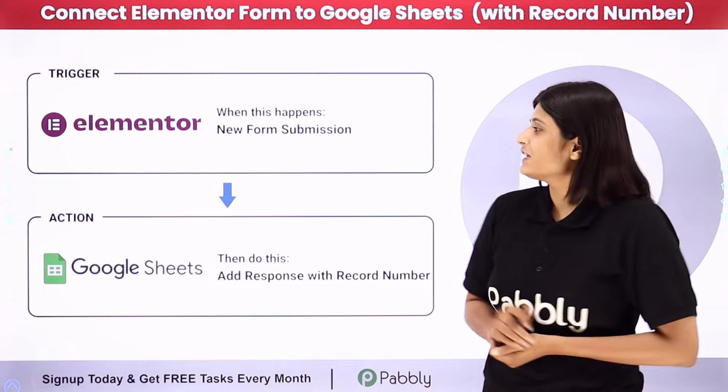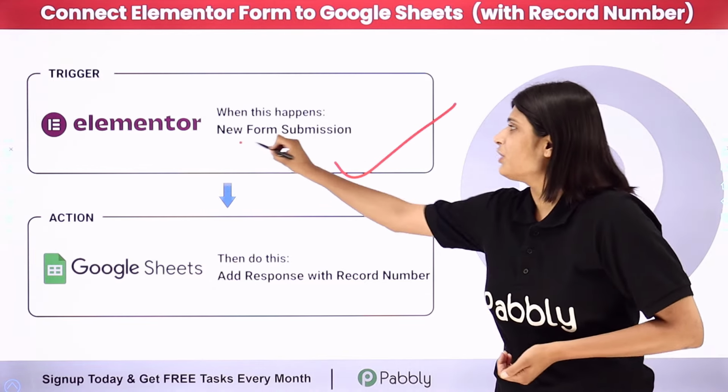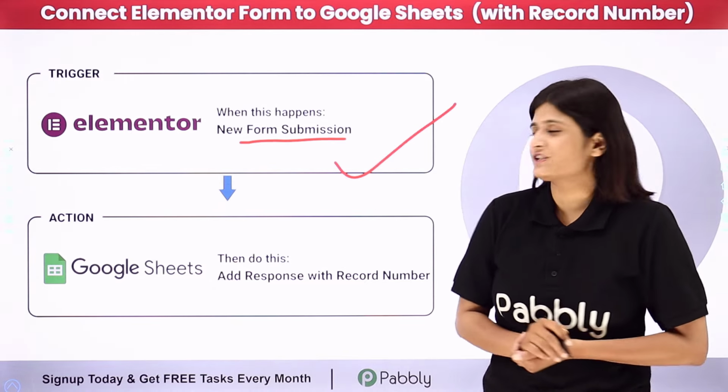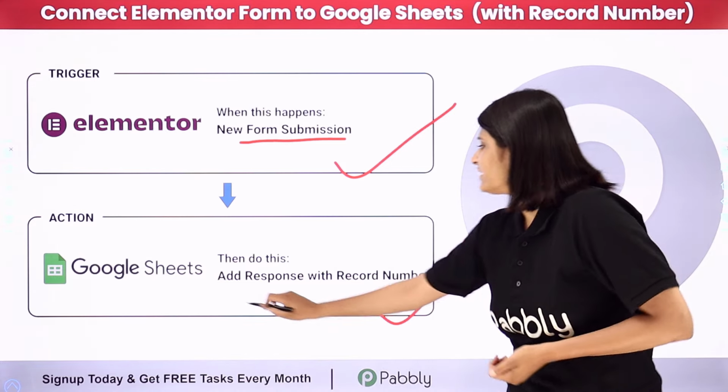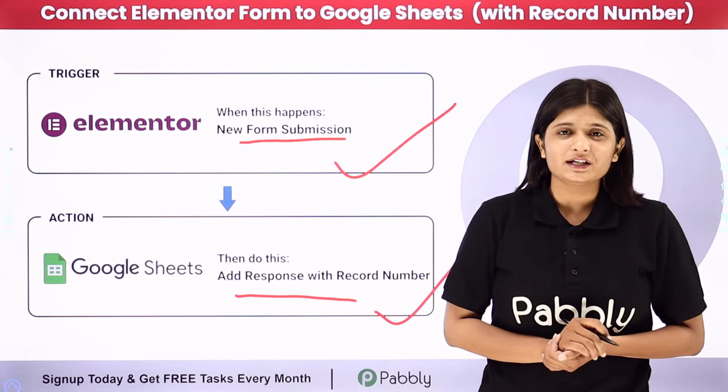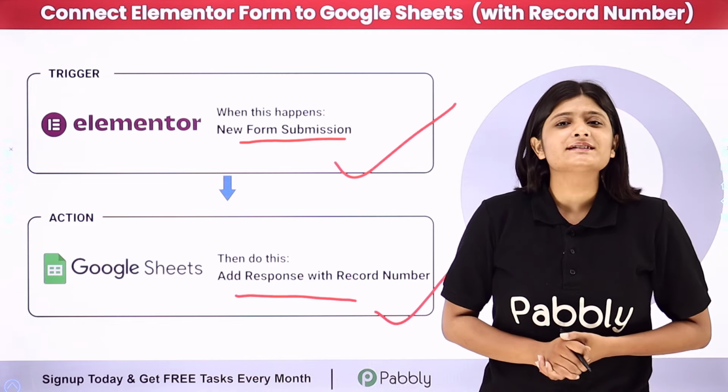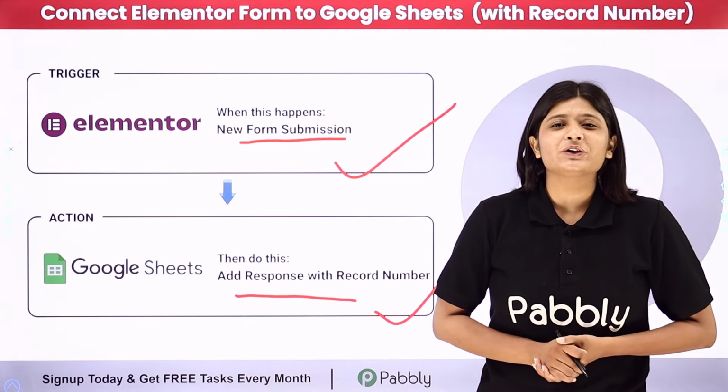Here as my trigger application, I will take Elementor where the new form submission will be made, and in my action application, I will take Google Sheets where the response will be added with record number automatically. If you want to learn this amazing automation step by step, let me take you all to my screen.